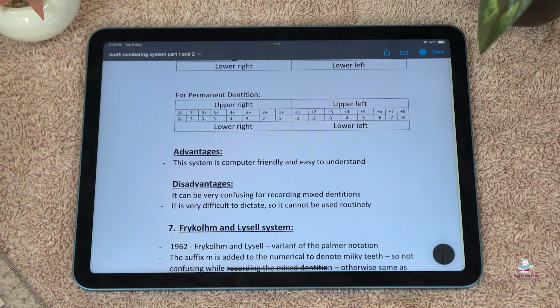Advantages are that this system is computer friendly and easy to understand. Disadvantages are that it can be very confusing for recording mixed dentition, and it is very difficult to dictate, so it cannot be used routinely.